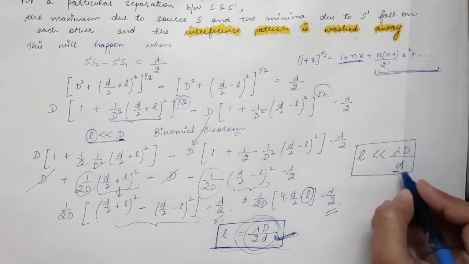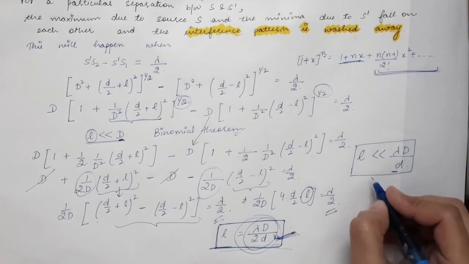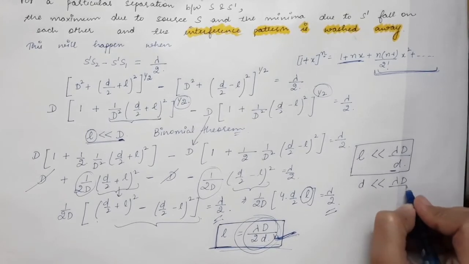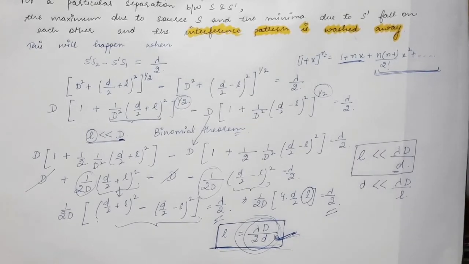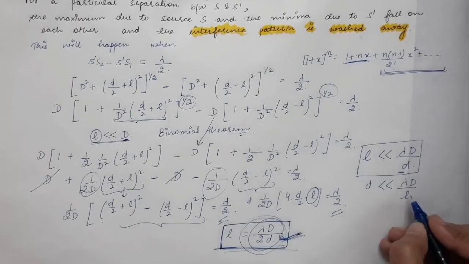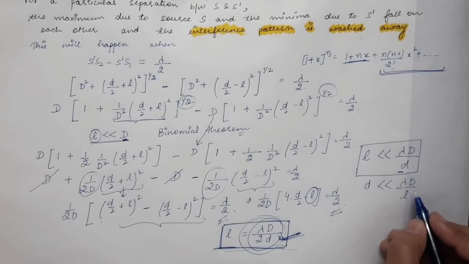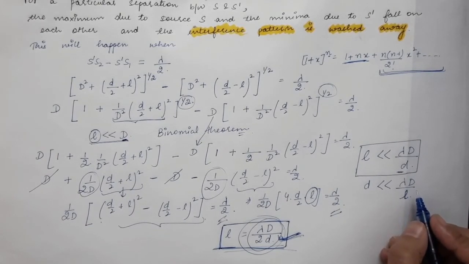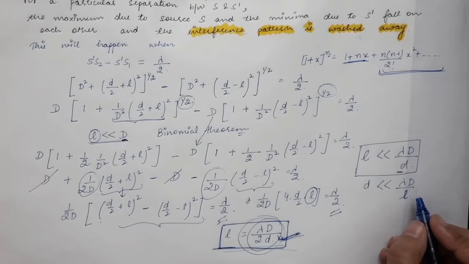Now in this case you can take small d on the left hand side. Small d must be very less than lambda into capital D divided by small l. So now over here, L divided by capital D is nothing but the angle subtended by the source at the slits.